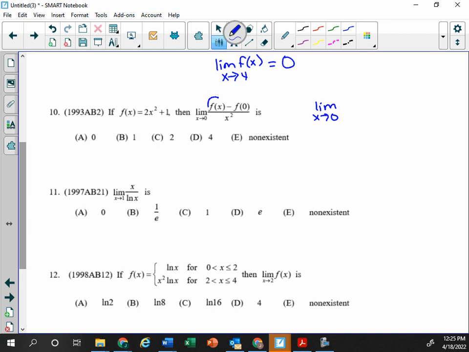Okay, so instead of this f of x, I'm going to write 2x squared plus 1 minus, what is f of 0? Meaning if you plug 0 into the f of x function, what do you get? 1. 1, okay. Over x squared. Let's simplify that. So what's left in my numerator? Okay, over x squared, so what can I do? So what is the limit? 2. Okay. Good job, guys. You answered an AB Calc question.